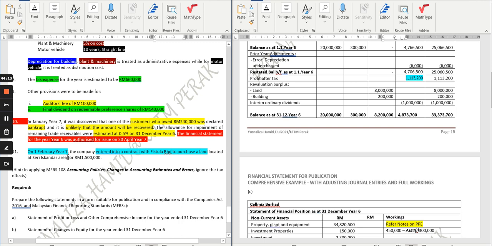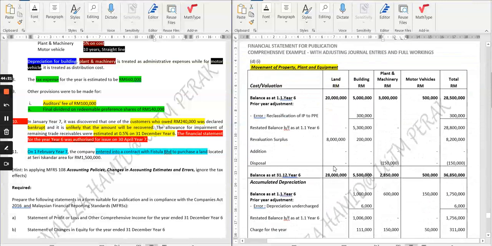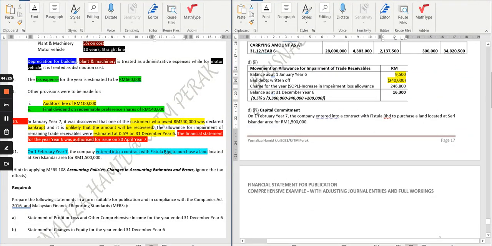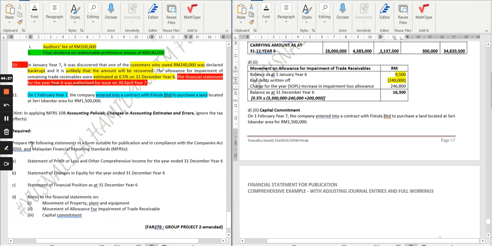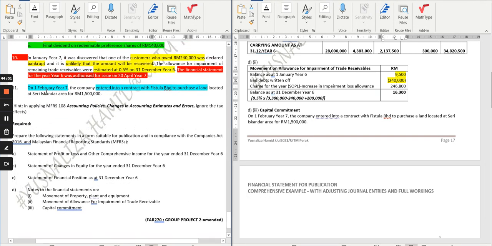So therefore, this is events after reporting period, non-adjusting event. You need to provide notes. And when you provide notes to the account, that should be here, which is requirement D3, capital commitment related to number 11.